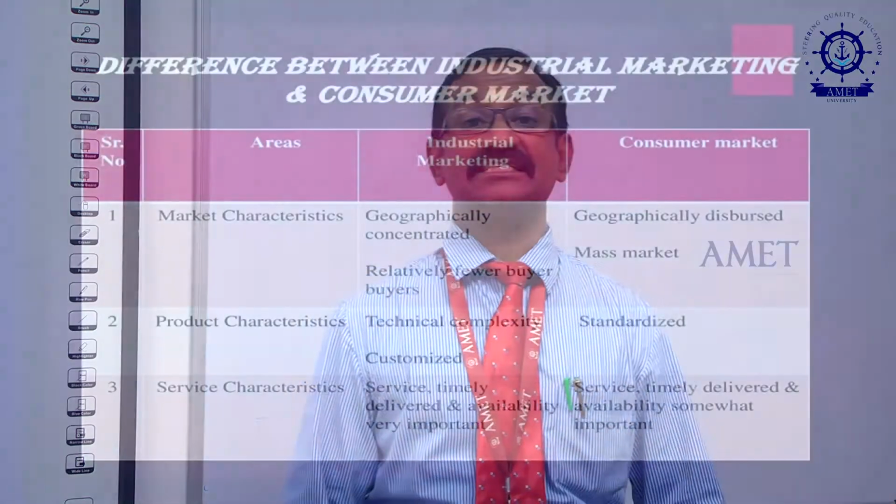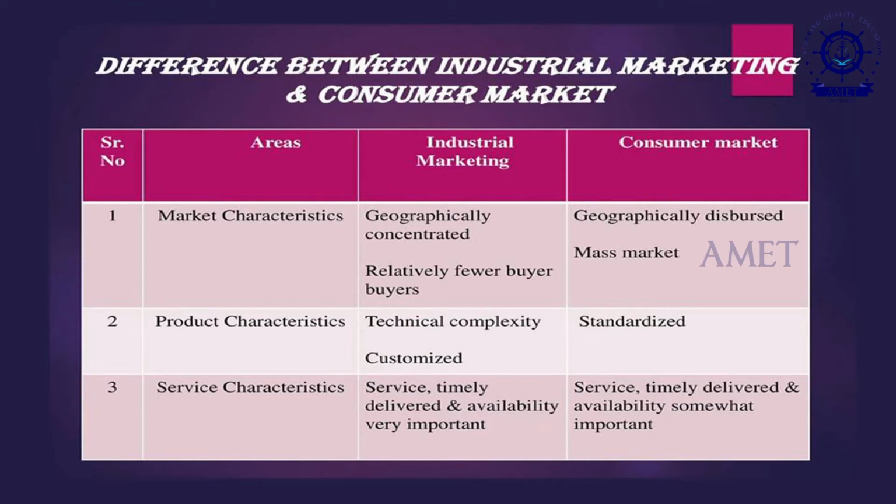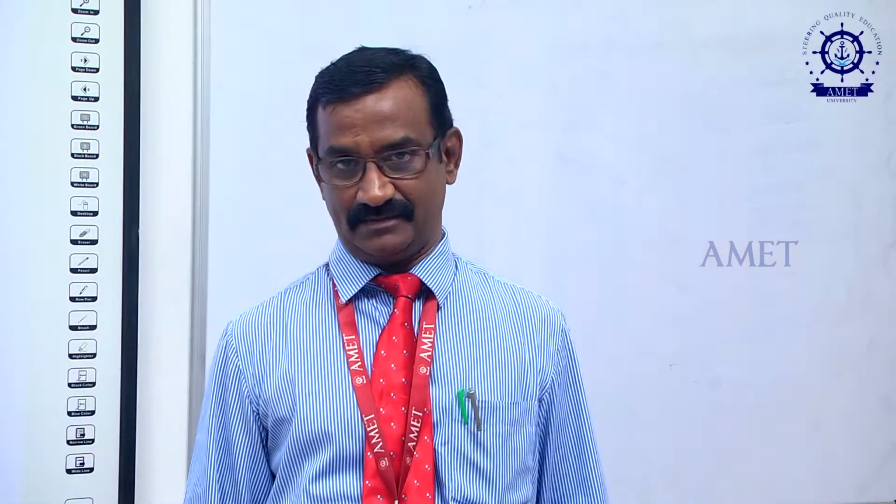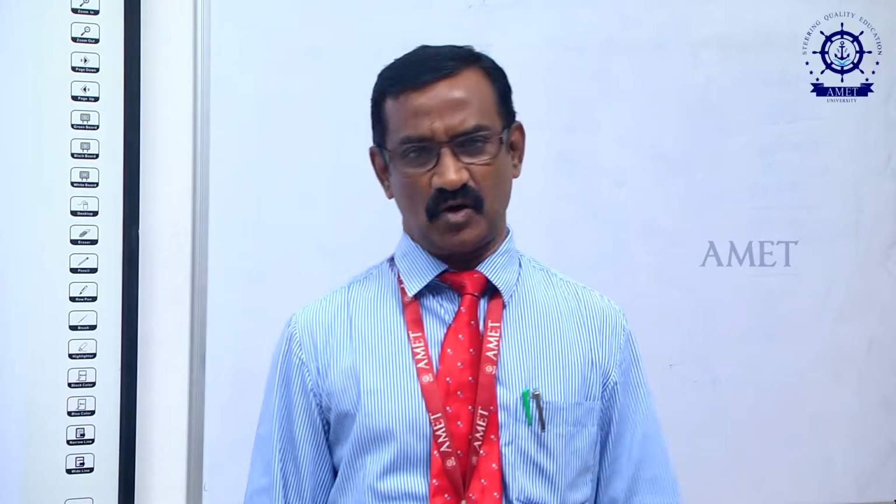The second one is product characteristics. In industrial marketing, the products are technically complex and customized. It is not a standard commodity. Based on each buying organization's own requirements, the suppliers manufacture and supply the product on request from the buyer. But the majority of products in consumer marketing are standardized. Whatever products, designs, and models are available in the market, almost all the manufacturing industries go for standardized products.